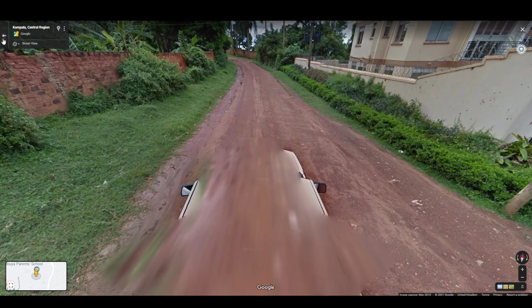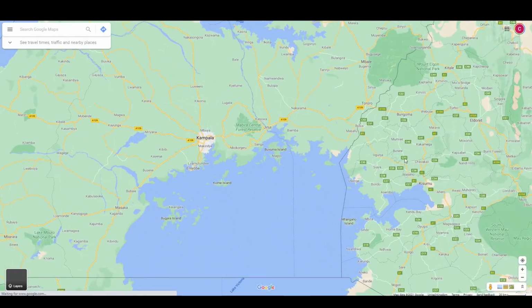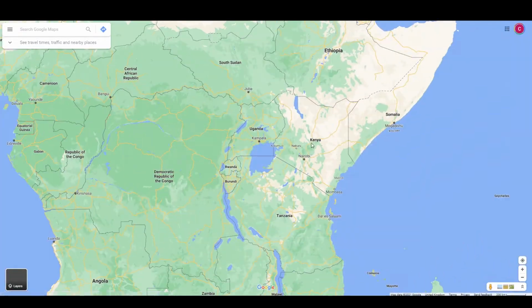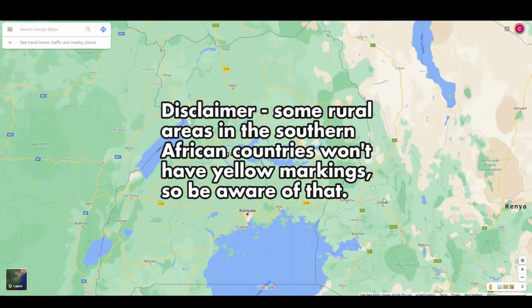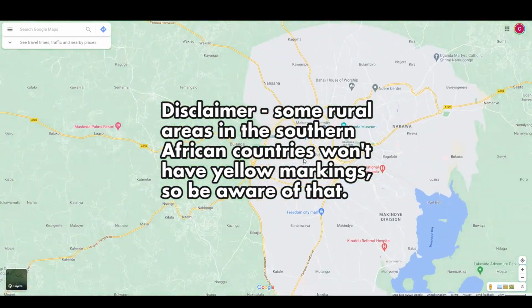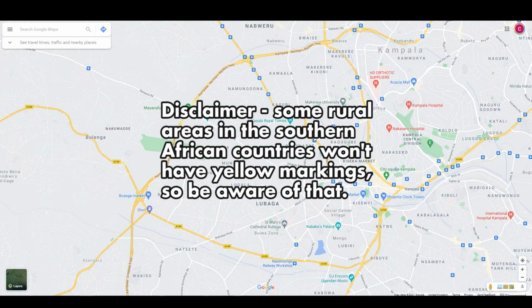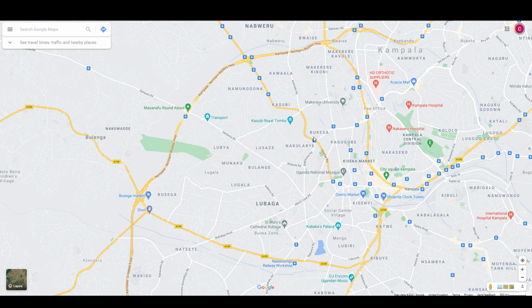And I can zoom out and go anywhere else and go into Street View and you'll see the same thing. Another thing that's worth mentioning about Uganda and Kenya, they don't really have the yellow edge markings that the southern African countries have. So if you don't see yellow edge markings, you should be able to identify yourself as being in Uganda or Kenya if you're driving on the left.